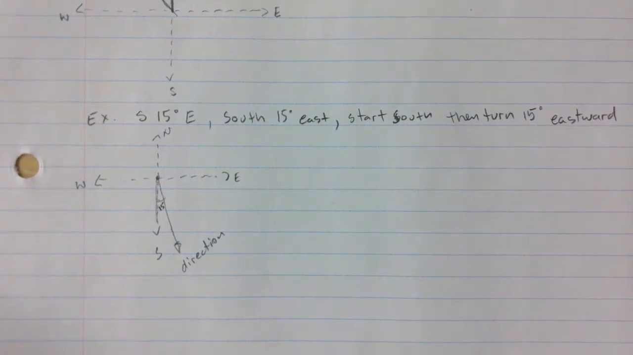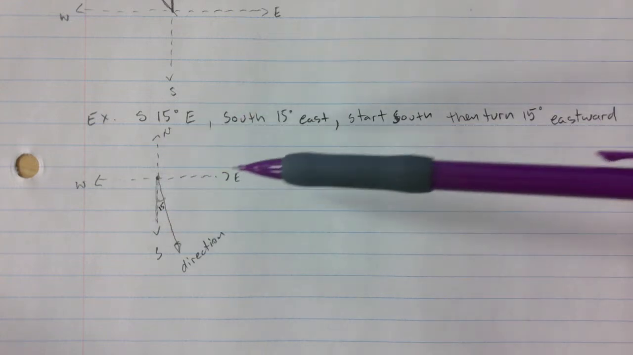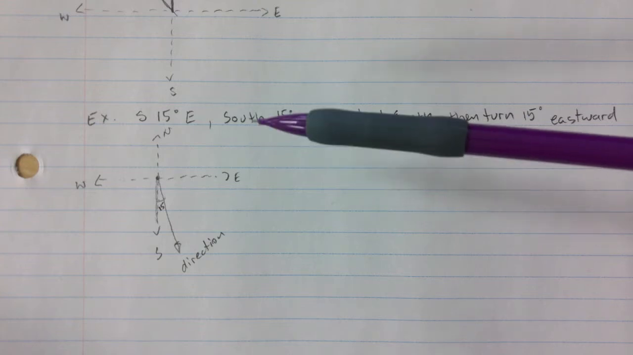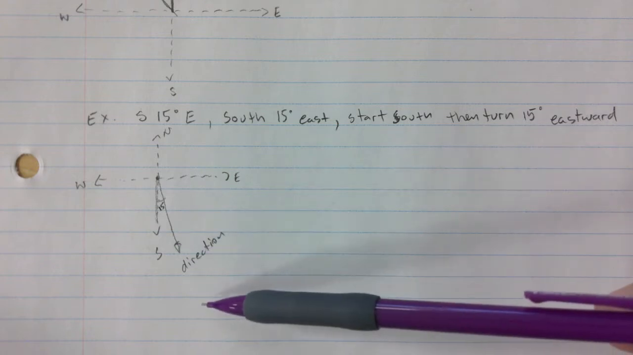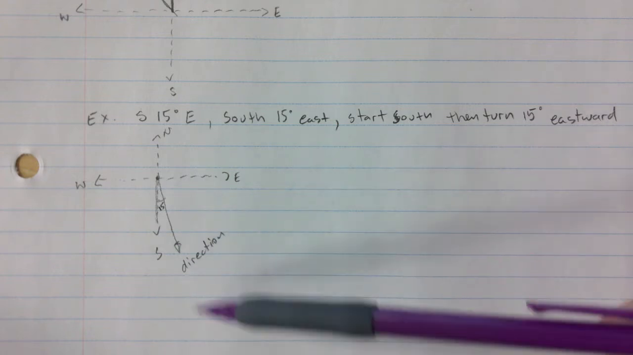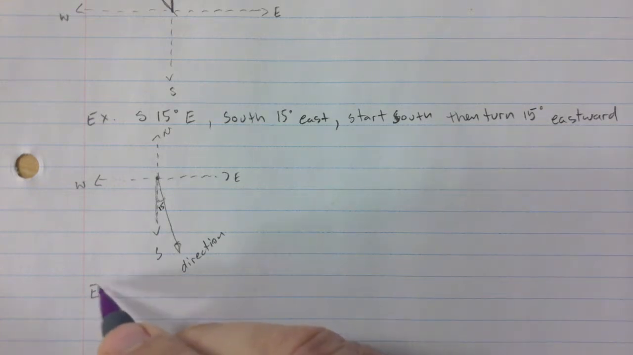Another thing I want you to keep in mind is that this compass follows you wherever you go. North, south, east, west stays the same no matter where you go. If you were to go over here, you could start that again and keep going south 15 east, you would continue in the same path. Let's do at least one more.